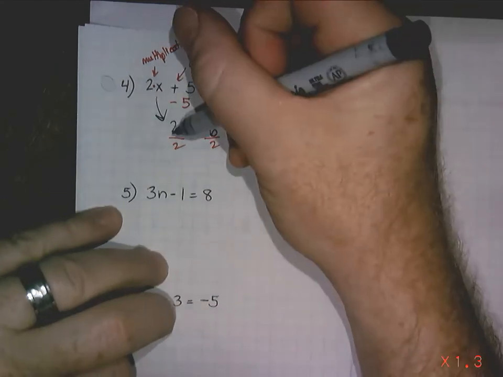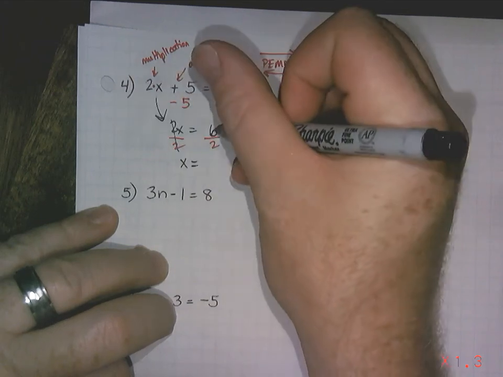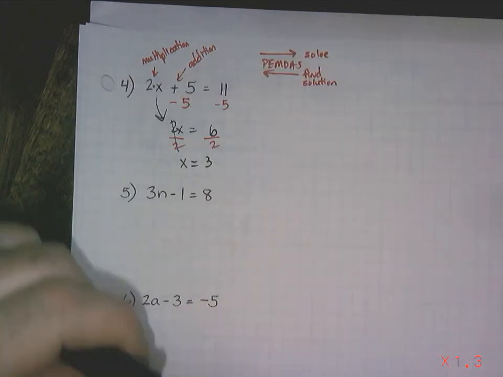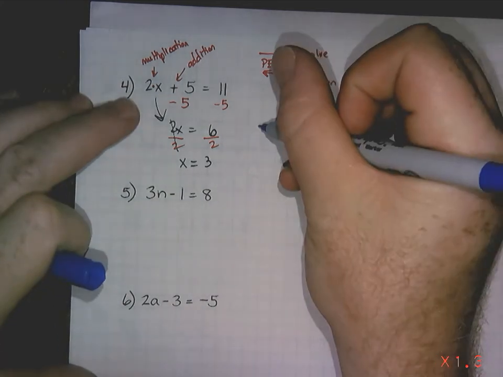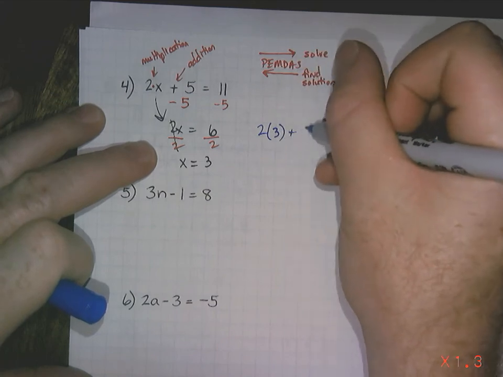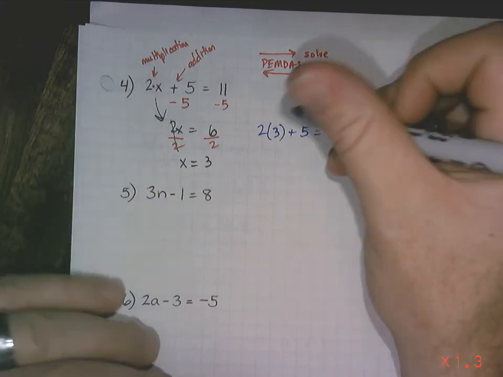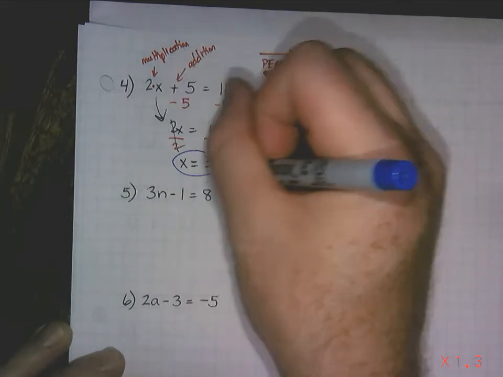This is going to cancel out. I've got x left over here. And then 6 divided by 2 is 3. And if I want to check it, I simply take the equation, 2 times 3, plus 5 equals 11. And is that true? Yes, I am good to go. This is the solution for x.